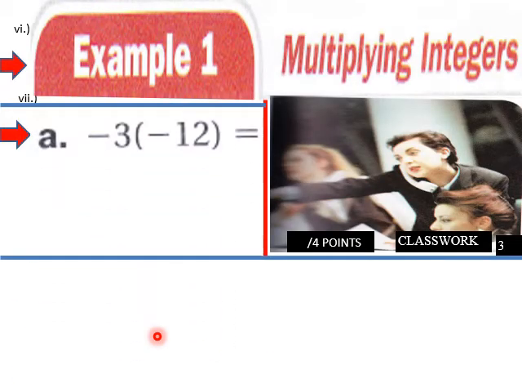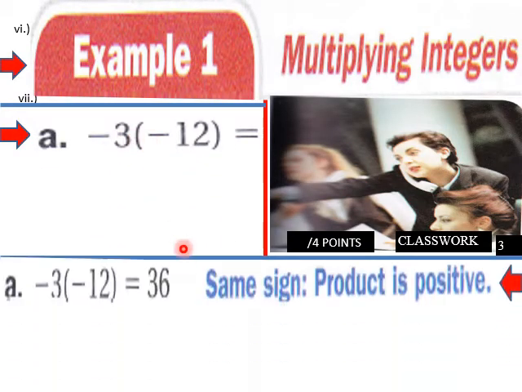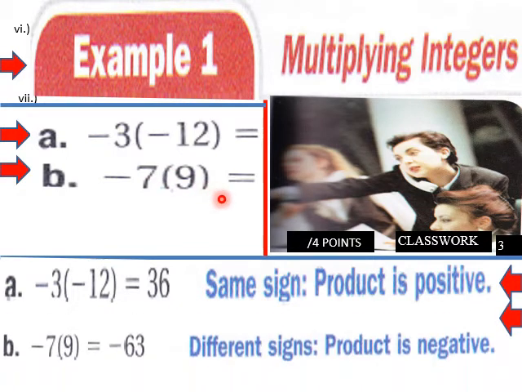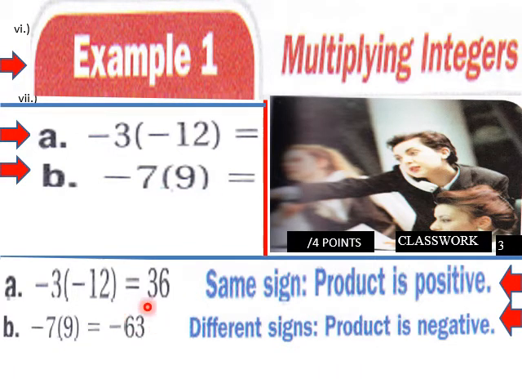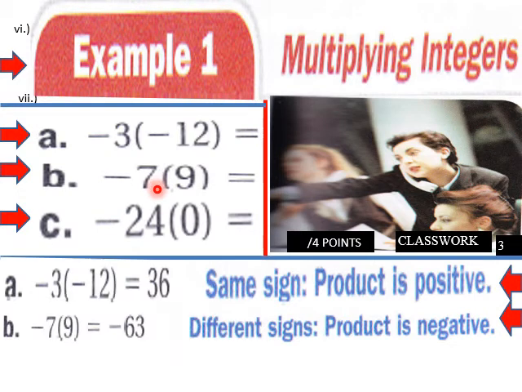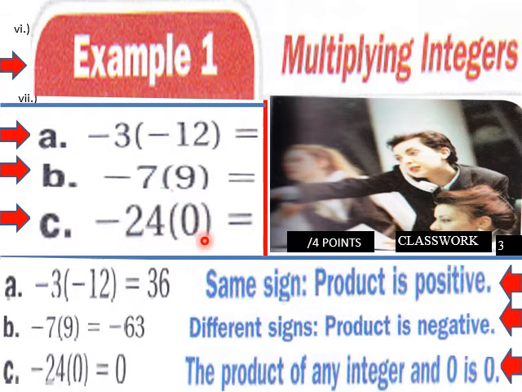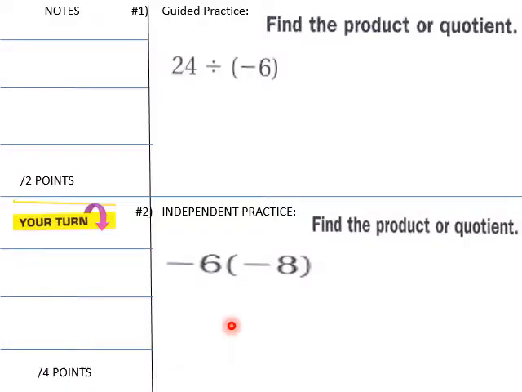So into our example 1: negative 3 times negative 12. We got two negatives here, so we have a positive 36. Product is positive. And then a negative 7 times 9, we have different signs now, so it would be a negative 63 for B. And then C, you've got negative 24 times 0. Zero product rule is 0. Anything times 0 would be 0.